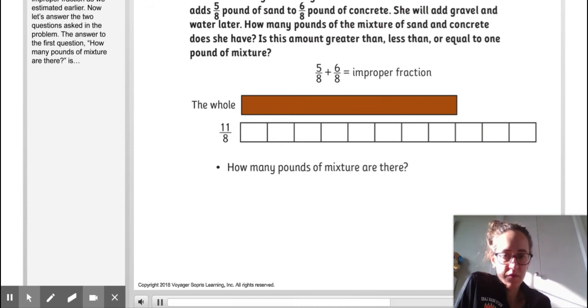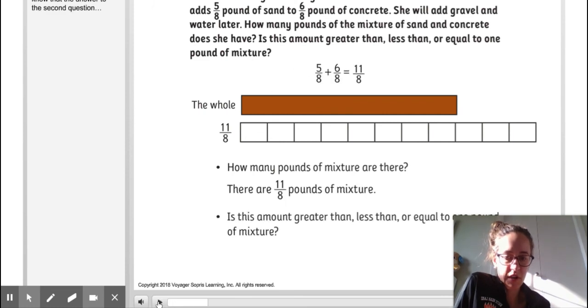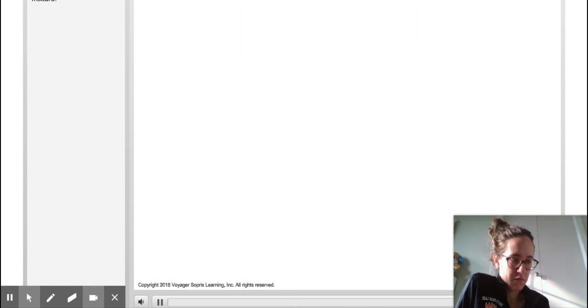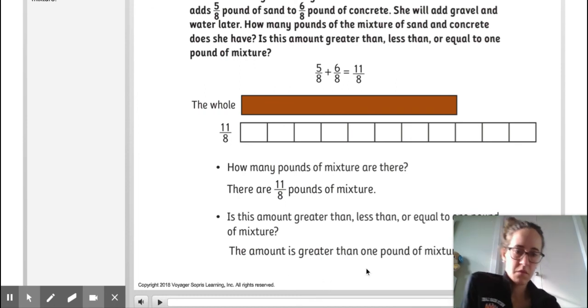Now let's answer the two questions asked in the problem. The answer to the first question, how many pounds of mixture are there, is 11/8 pounds of mixture. Okay, we got that by adding the fractions together. Because the answer is an improper fraction, we know that the answer to the second question is that the amount is greater than 1 pound of mixture.